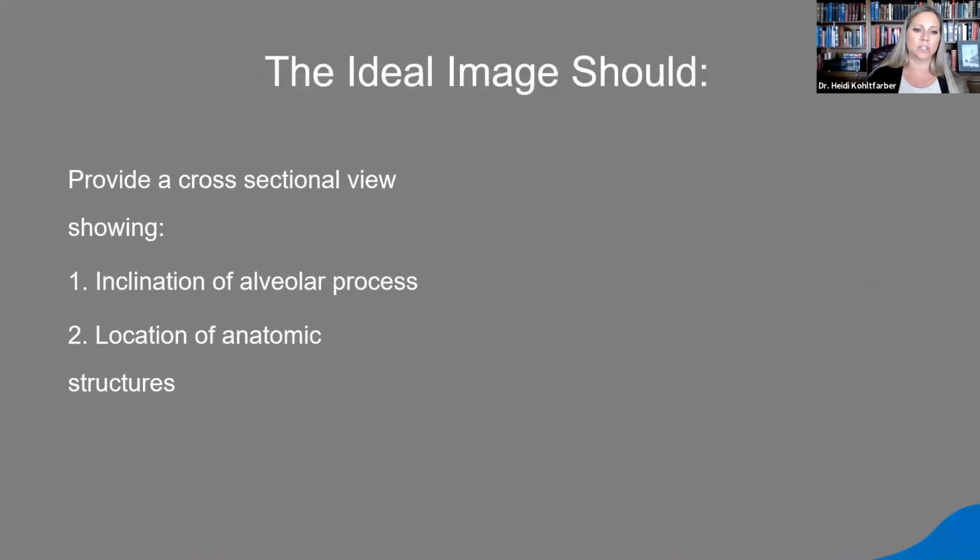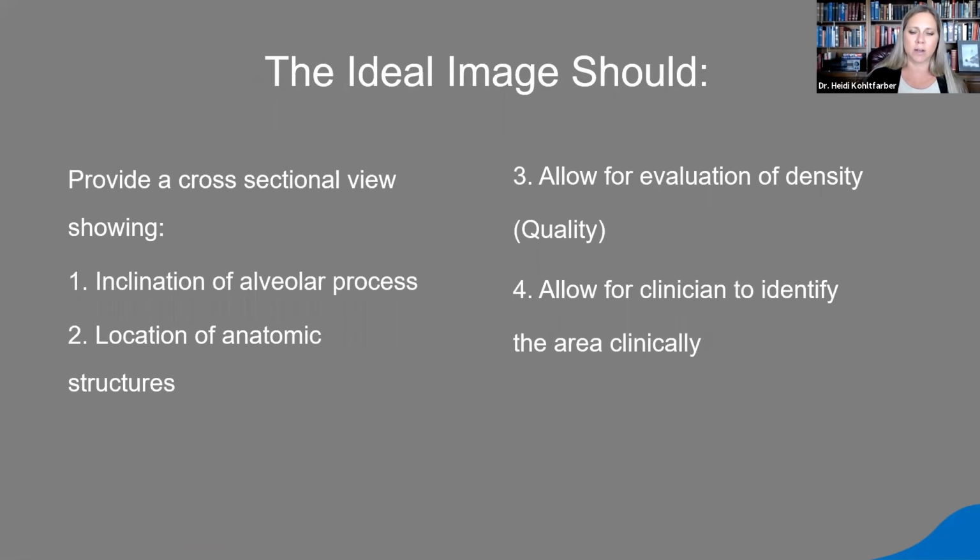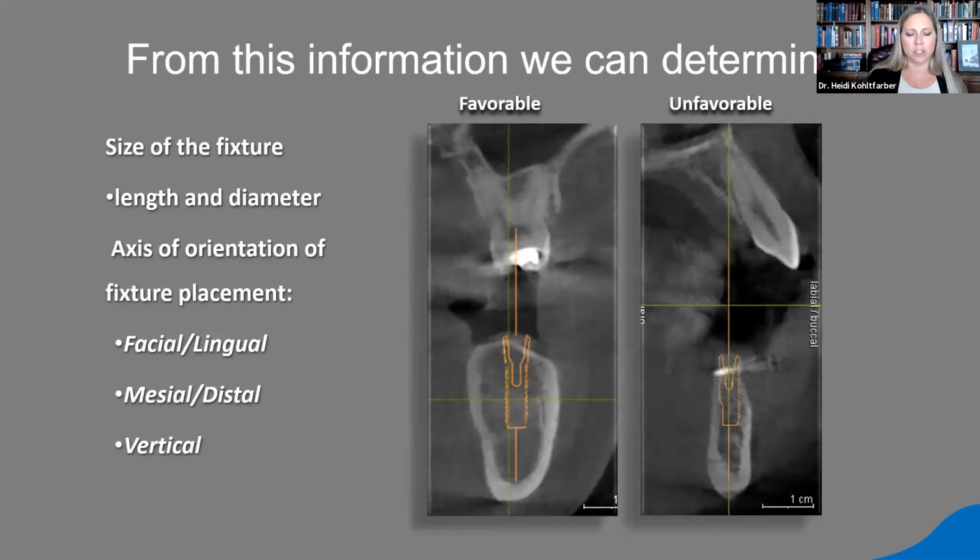The ideal image should be able to provide inclination of the alveolar process and the location of anatomical structures, allow for evaluation of density, as I talked about, allow for the clinician to identify the area clinically, and be accessible at a reasonable cost. So these are what the ideal image should be.